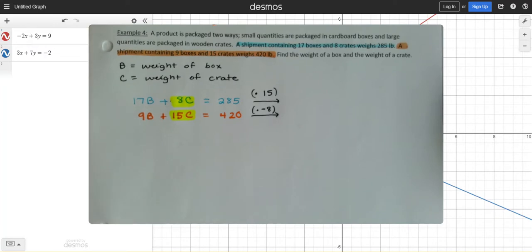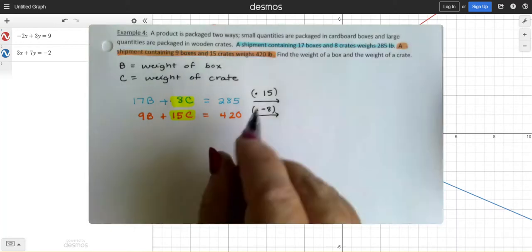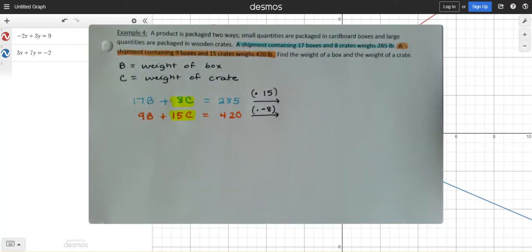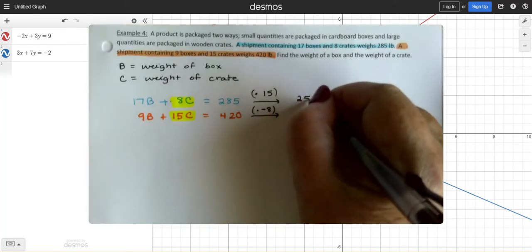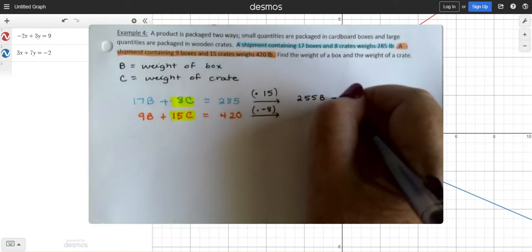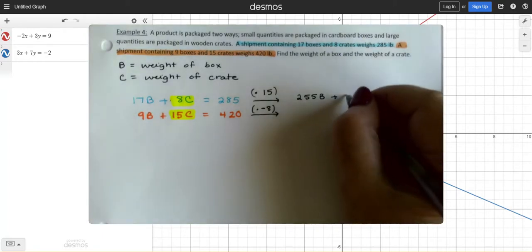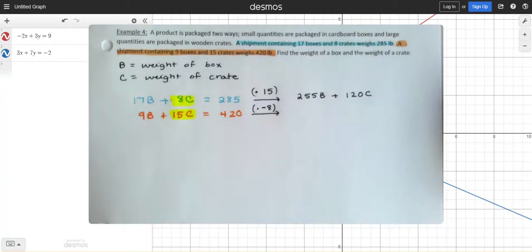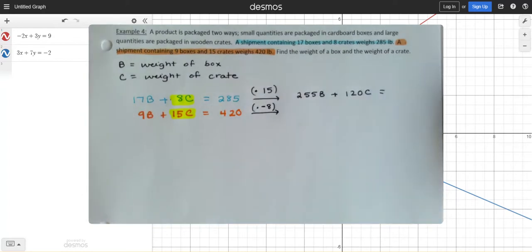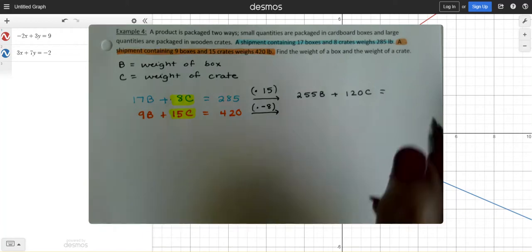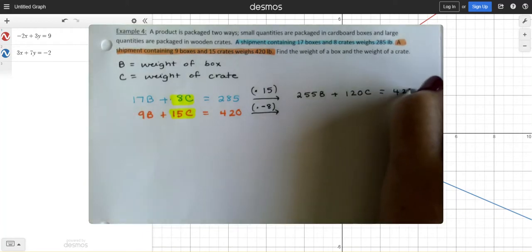All right. My calculator here to help me out. When I multiply by 15, let's see, 17 times 15 is 255B, plus 8 times 15, 120C, equals 285 times 15, 4275.